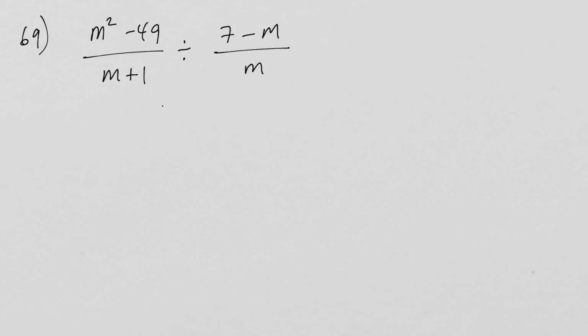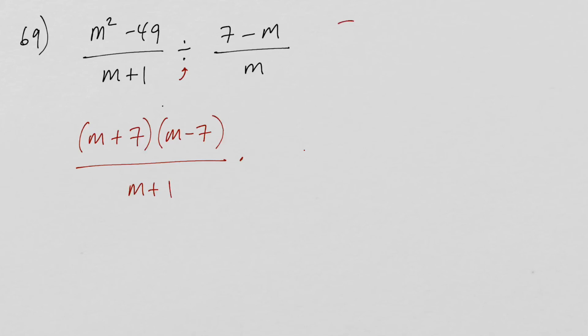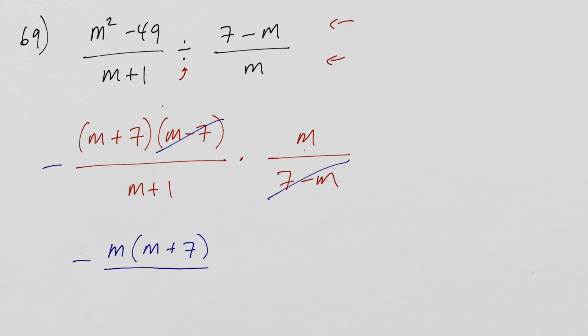Okay, so let's factor the top left. That's a difference of two squares. So m plus 7 times m minus 7 over m plus 1. I'll change this to a multiplication by flipping this upside down. So I'll have m over 7 minus m. And then I can cancel this as long as I introduce that negative sign. Nothing else can cancel. Remember, when you put this back together, you have to put your monomial factor first. So I have negative m times m plus 7 over m plus 1.